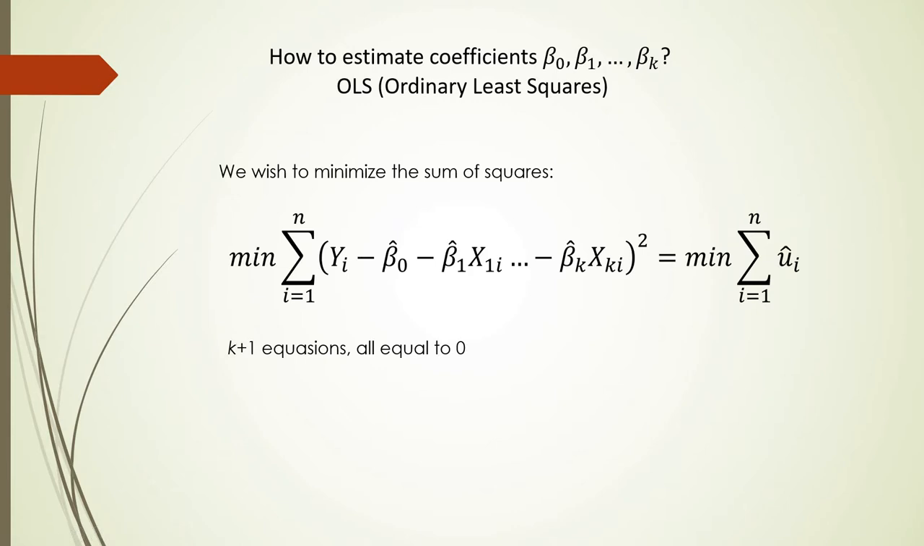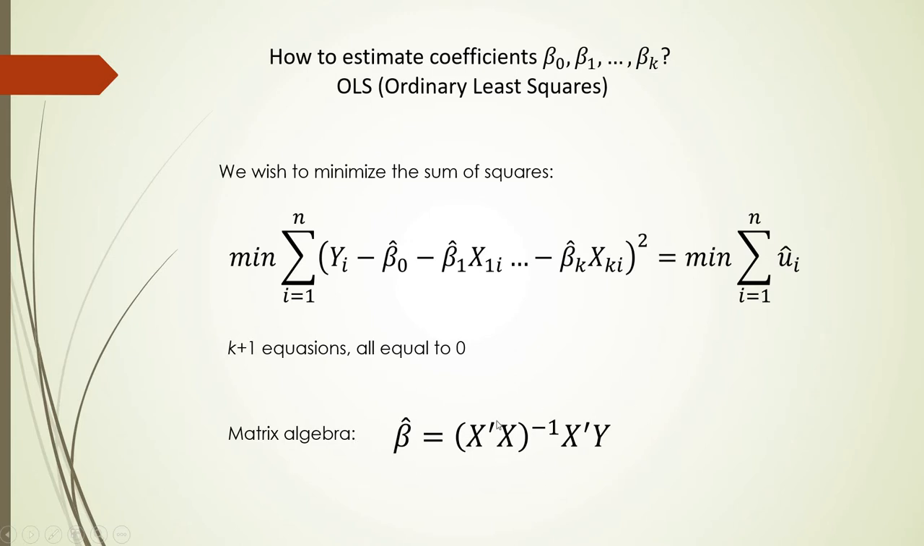We wish to minimize the sum of squares so that the distance between our original data and the regression model is minimal. But this time we will have k plus 1 equations, because we have k plus 1 coefficients, starting from beta 0 and then from beta 1 to beta k. For that, we need to use matrix algebra to calculate it. So this is the basic formula.